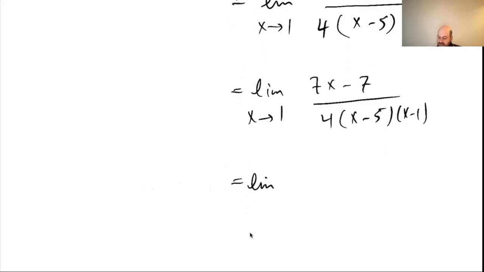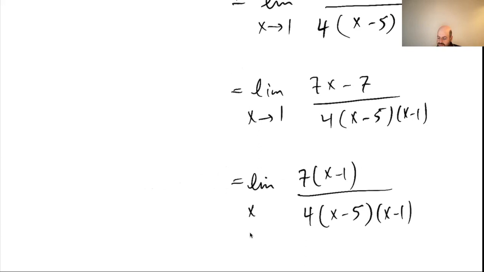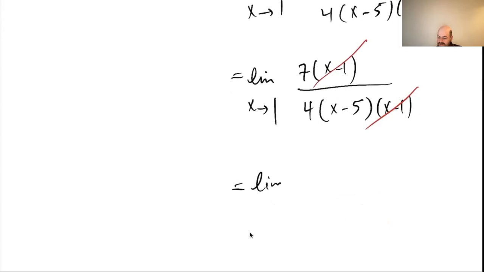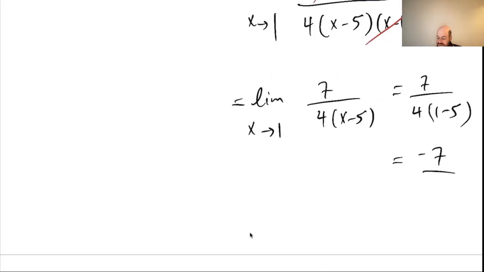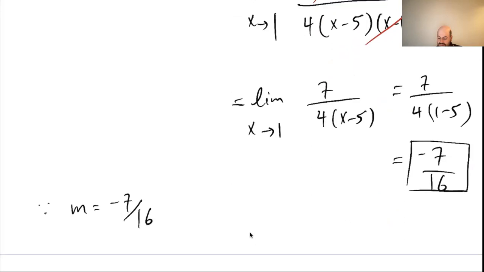So here we will have the limit. I can take 7 out. So 7 times x minus 1 divided by 4 times x minus 5 times x minus 1, x approaches 1. Now x minus 1 cancels with x minus 1. And then I'll be left with 7 over 4 times x minus 5, x approaches 1. So that's 7 over 4 times 1 minus 5. That's minus 7 over 16. So this is the slope. So slope is minus 7 over 16.